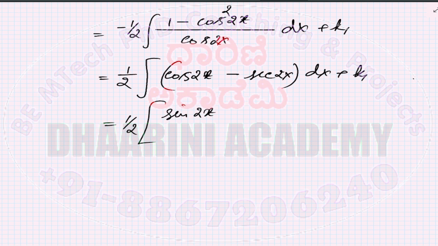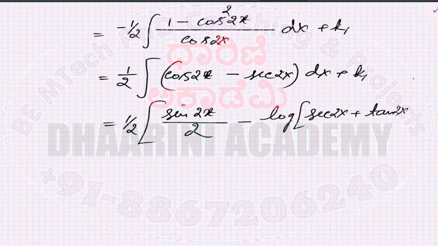So this is nothing but half of the integration of cos 2x, which is sine 2x by 2, minus we have a secant function, so the integral of secant is log of secant 2x plus tan 2x. Since it's a 2x, I should divide the whole thing by 2. Okay, so that closes my bracket plus k1. So the denominators 2 and 2 I can take out as 1 by 4 into some.